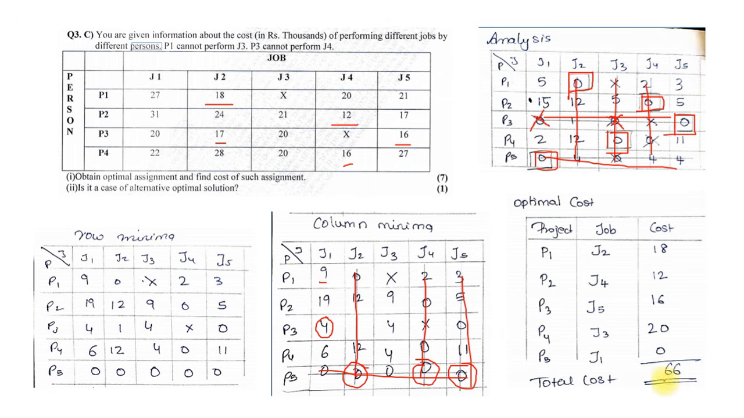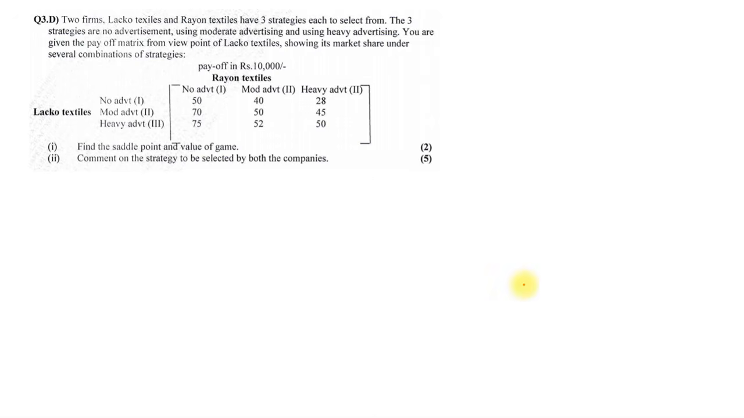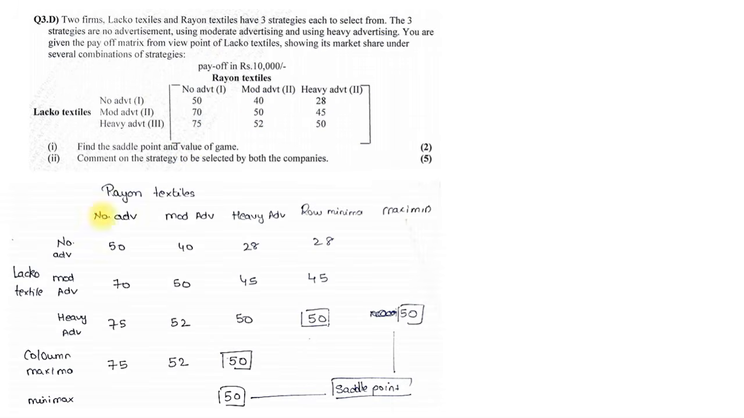Next one, last question, question number 3D. This was based on game theory. Game theory is very simple. First, you note down the same table as it is. Next, we need to find the row minima. From each row, the minimum values are 28, 45 and 50. And then the column maxima. From each column, we need the maximums, so 75, 52 and 50.